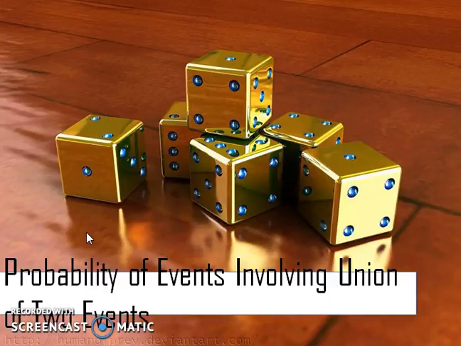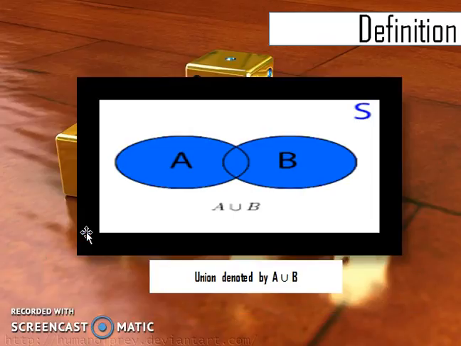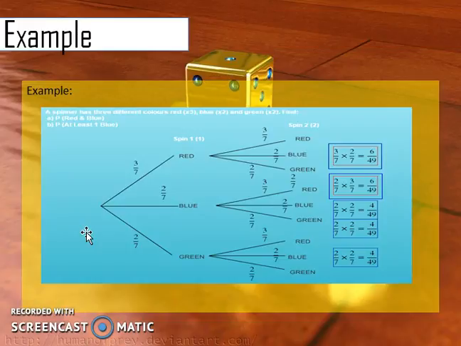Next, we have the probability of events involving the union of two events. Here is the Venn diagram for the union of two events. Well, this is an example of the union of two events. A spinner has three different colors: red, blue, and green. Find A, the probability of red and blue, and B, the probability of at least one blue.